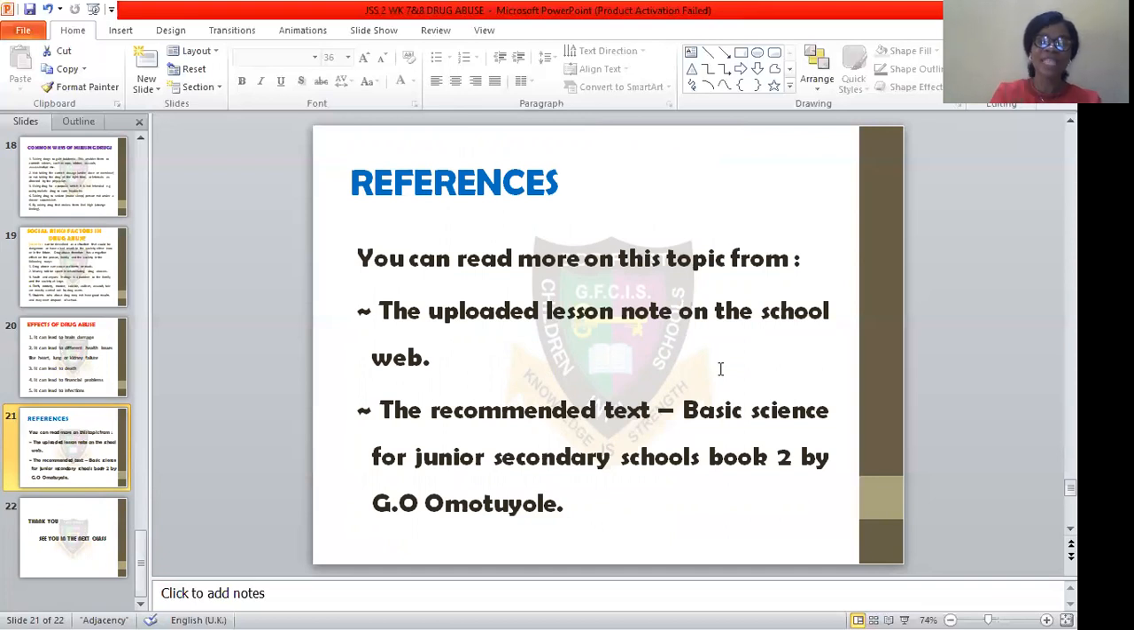Please, for a comprehensive note on this topic, kindly visit the school website and download a comprehensive note, and please attempt the assignment that follows. And you can also read more by laying your hands on our recommended textbook, Basic Science for Junior Secondary School, Book 2 by G.O. Omotiyole.